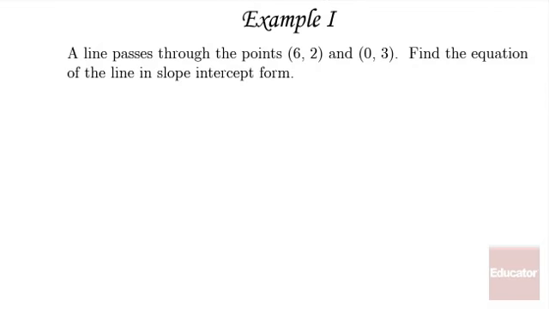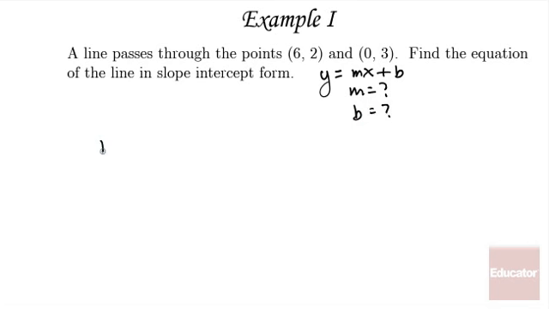In the first example, it says a line passes through the points (6, 2) and (0, 3). Find the equation of the line in slope-intercept form. Recall that y equals mx plus b is slope-intercept form. So I need to find m and I need to find b.